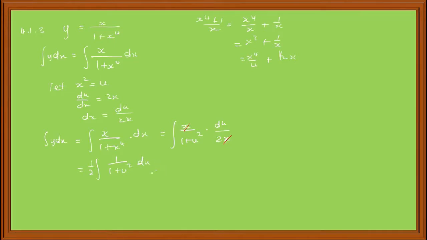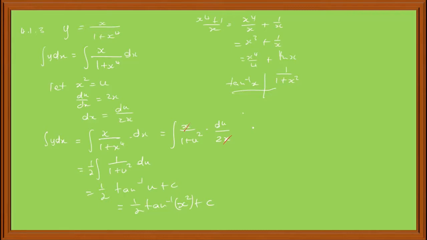Similar to that question of arctan of x, the derivative of it is 1 over 1 plus x squared. So it will be half times arctan of u plus c. But what is u? Arctan of u is the same as arctan of x squared plus c. Right. The next one.